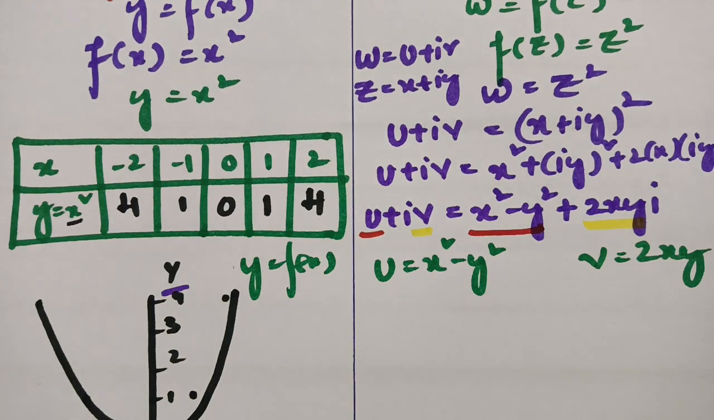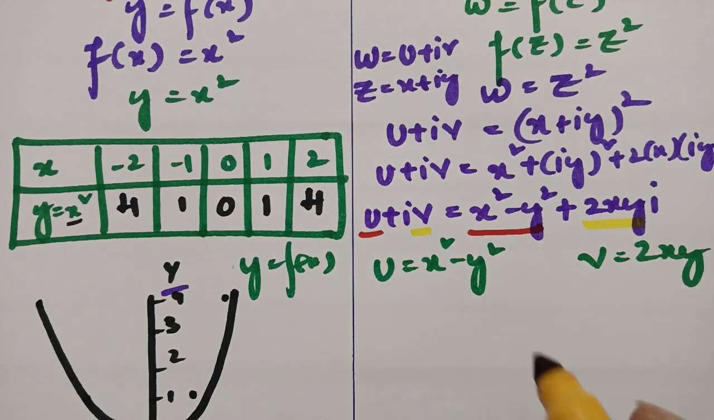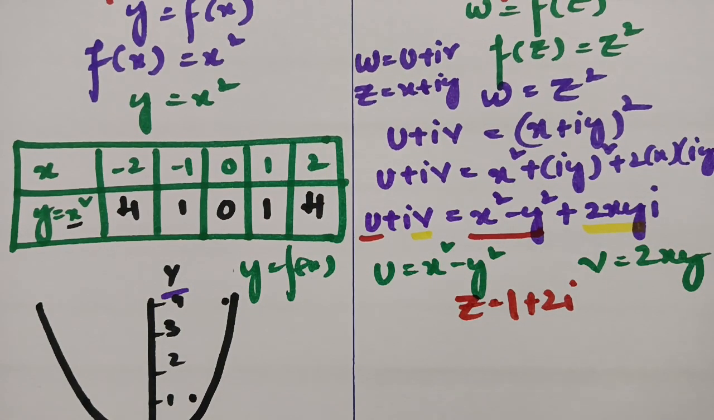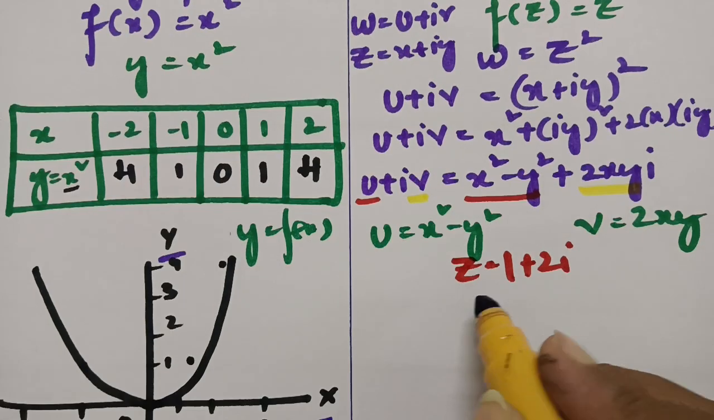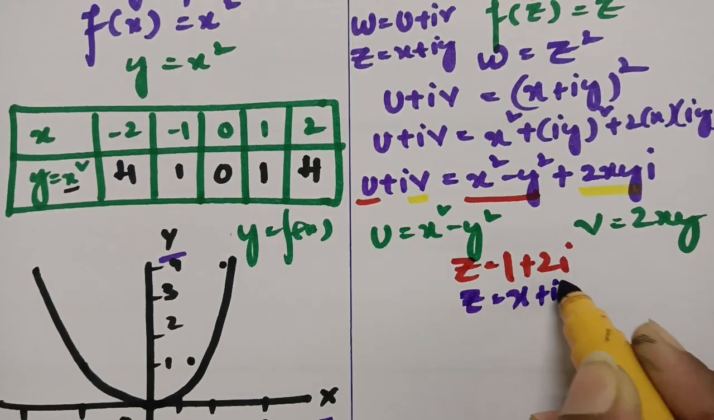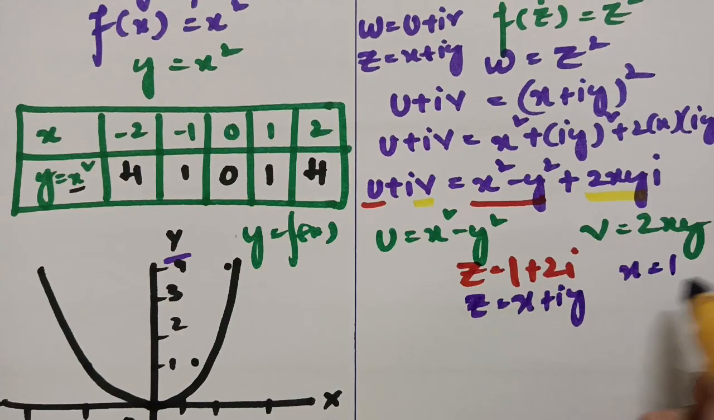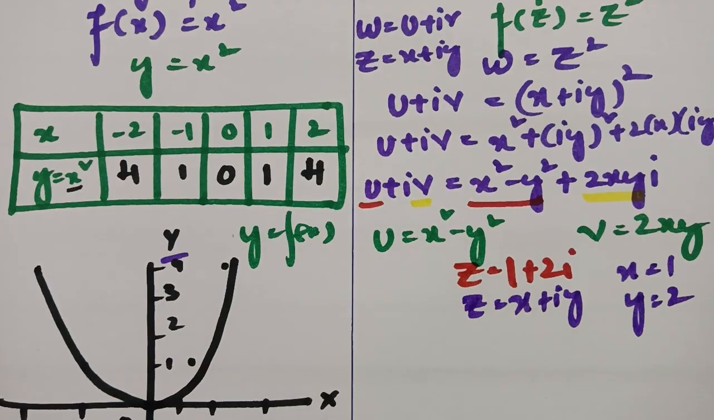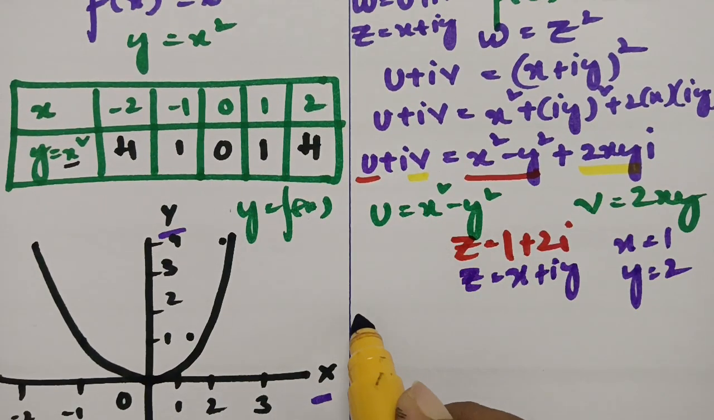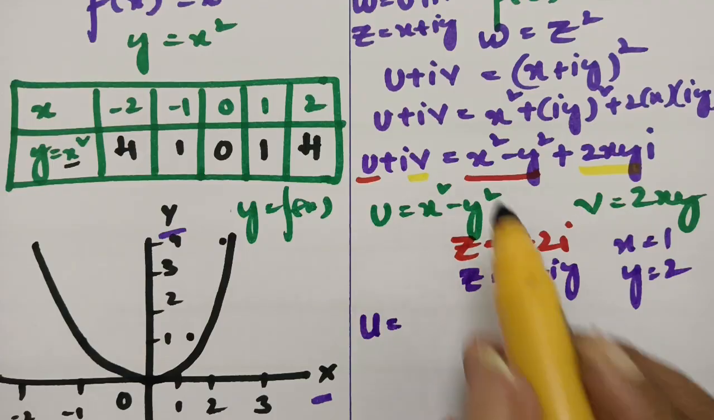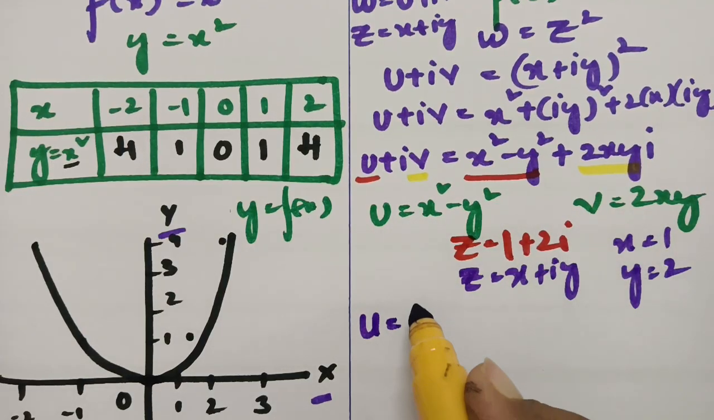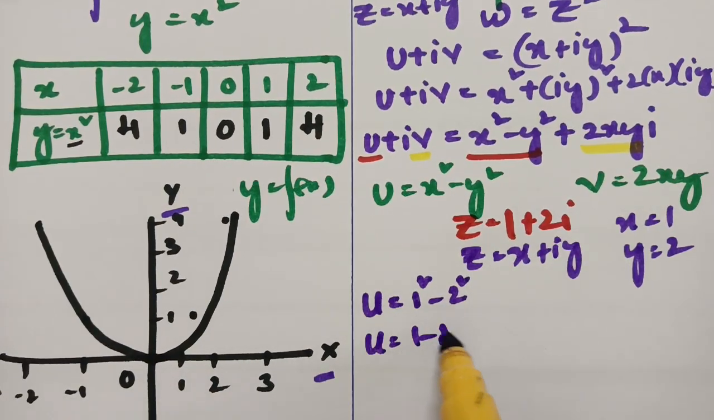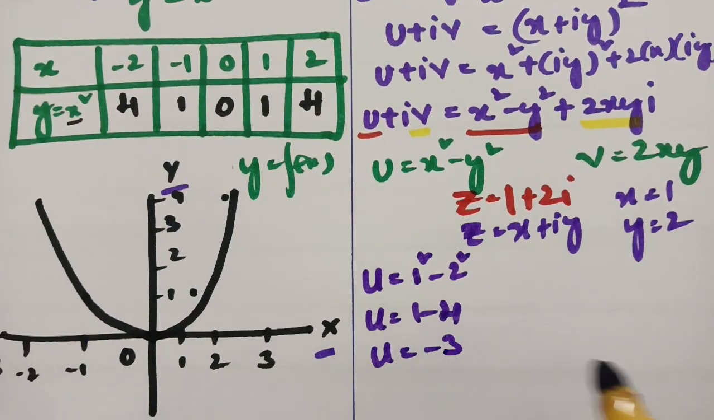See here, XY. So for example, if I take Z is equal to 1 plus 2i, on comparing with Z is equal to X plus iY, so X value is equal to 1 and Y value is equal to 2. Clear? So we have to change in terms of UV. So here what will be the U value? X square minus Y square. So this is 1 square minus 2 square. So U value is equal to 1 minus 4. So U is equal to minus 3.